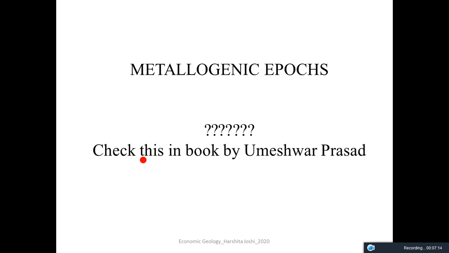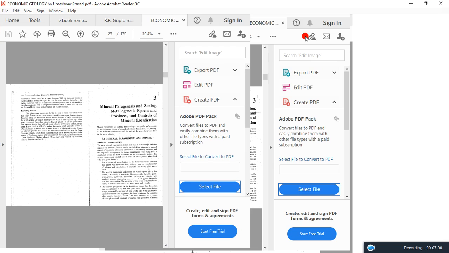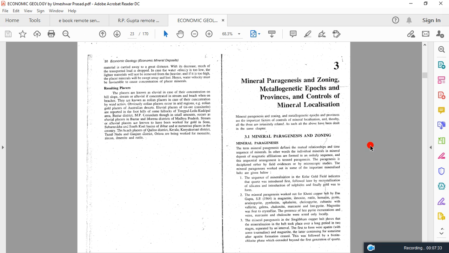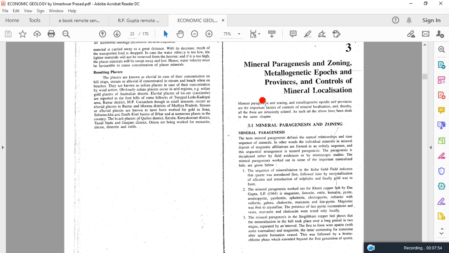So this event, the metallogenic event, takes place during peculiar time periods that are known as metallogenic epochs. Okay, so to understand this, we will see the book by Umeshwar Prasad, of which you have the soft copy, right? If we see the third chapter of this book, you will see here mineral paragenesis and zoning, metallogenic epochs and provinces, which means which mineral is forming first, which are the metallogenic epochs, which are the provinces and controls of mineral localization. That means where do we get minerals. Okay, so here a very elaborate sequence is written. We will go through this book.